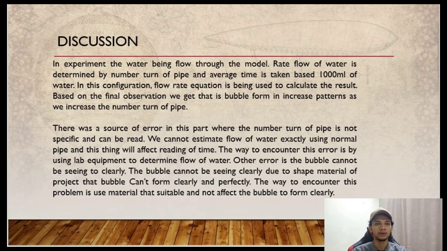Okay, so we looked at some errors that occurred during this project. The first one is we cannot estimate exactly the flow of the water based on the turn of the pipe, so we cannot get a perfect result based on that. To overcome that, we must use proper equipment at the lab. The second one is the material of this project. This project is not too suitable for seeing the bubbles, and the bubbles cannot form perfectly.